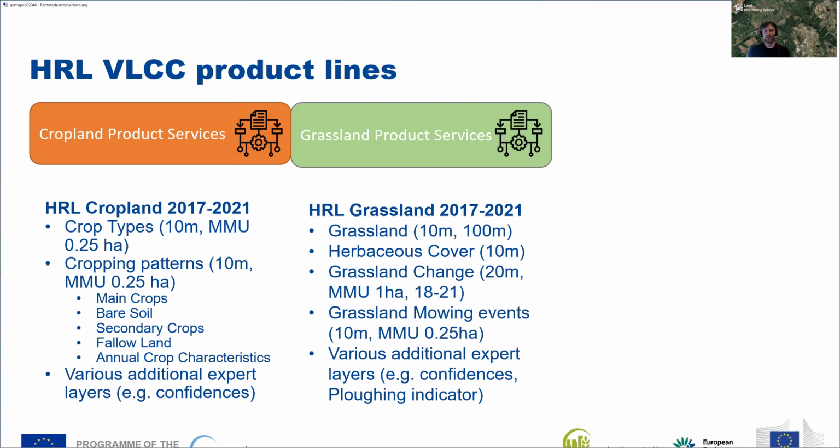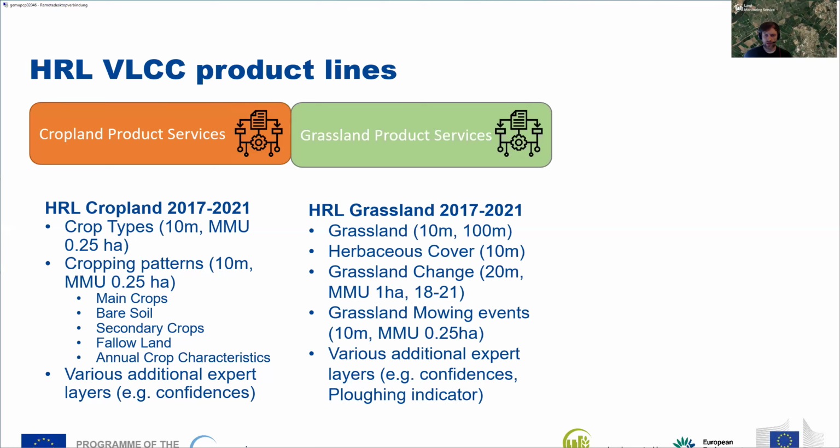And for the grassland product service, there are the well-established status layers for grassland in 10 meter and an aggregated version in 100 meter, as well as the grassland change layer with 20 meter resolution and a minimum mapping unit of 1 hectare, showing the grassland change in the time frame of 2018 to 2021. And the grassland product suite is now also extended with a herbaceous cover layer, which also comes in 10 meter spatial resolution. And this is mapping the temporary herbaceous cover throughout the 5 years.